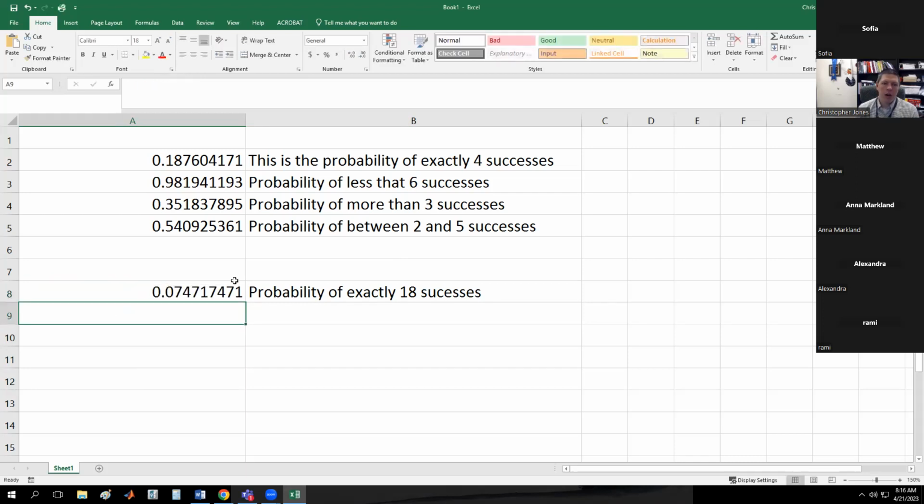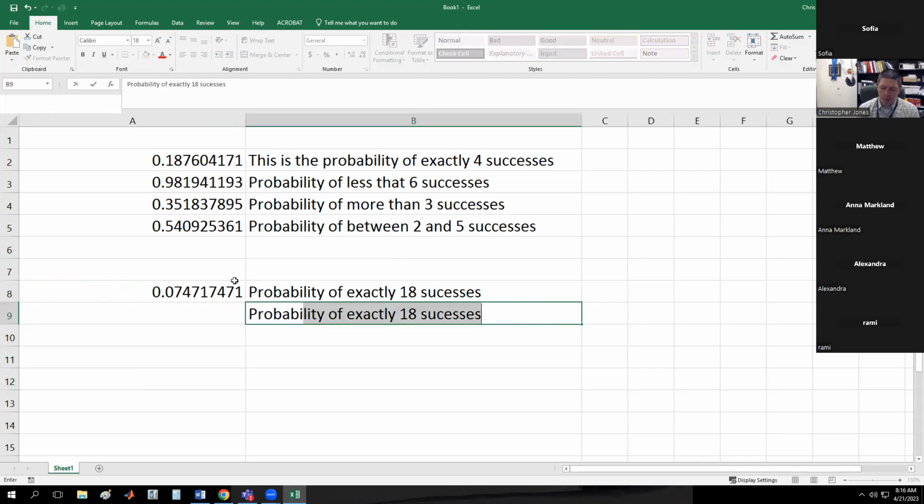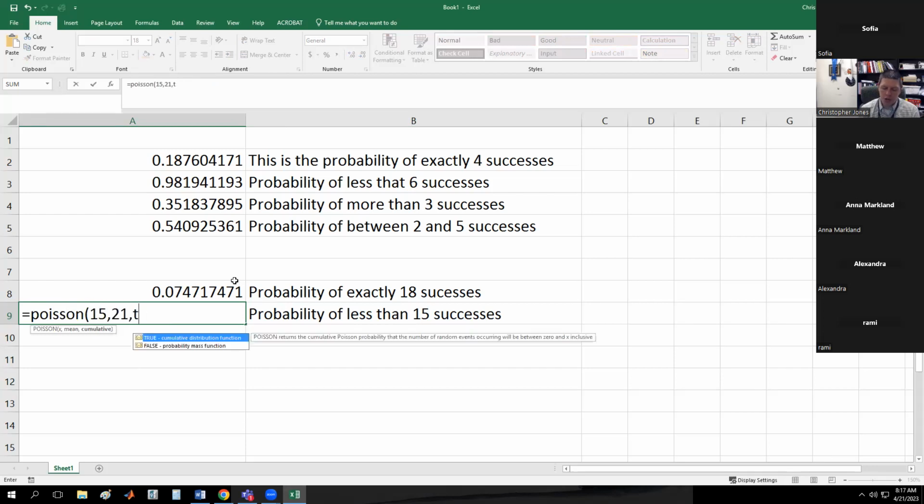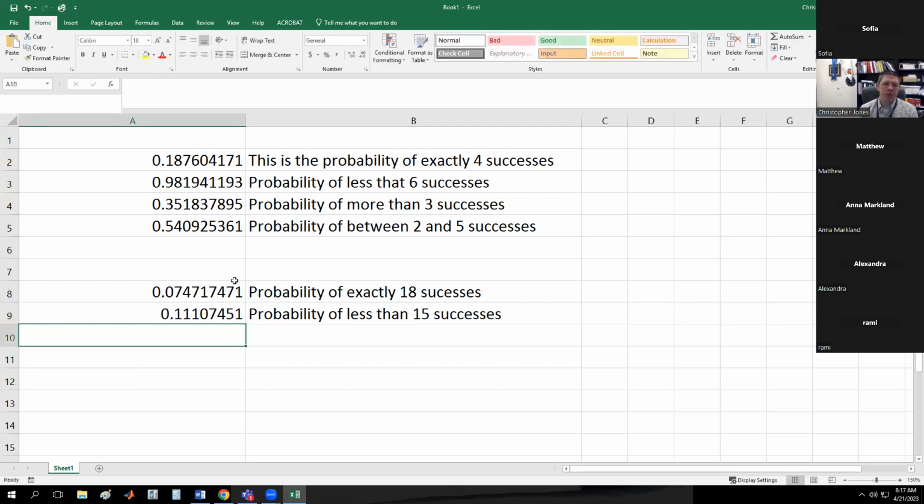Okay. All right, now let's say I want the probability of, let's say, less than 15 successes. So let's say I know in a given week, I have 21 students that visit my office on average. The probability that less than 15 is the exact same command, except I use true. So let's say equal Poisson, and I'm going to type in 15, 21, true. And if I go ahead and hit enter, that gives me about an 11% probability.